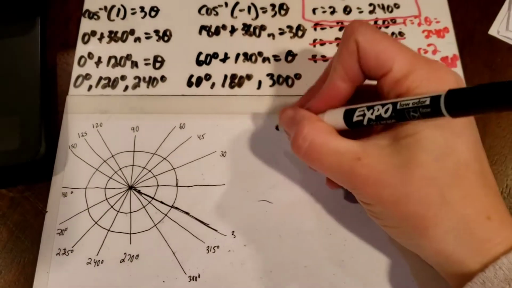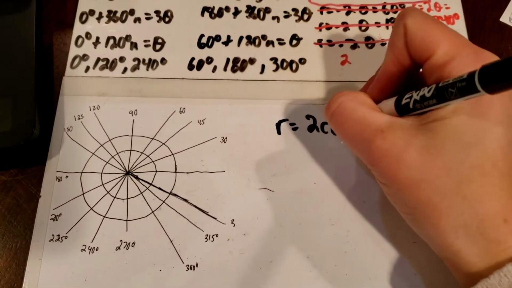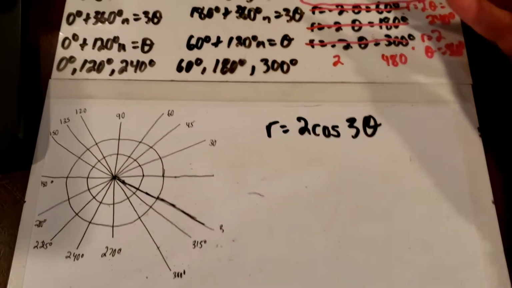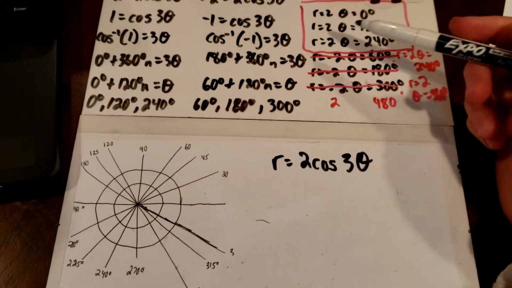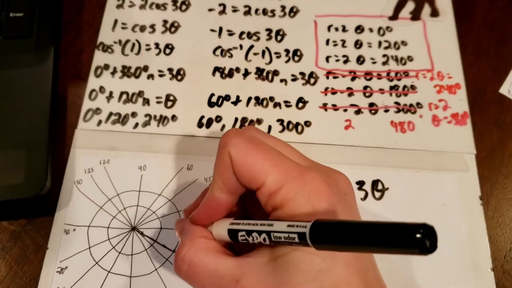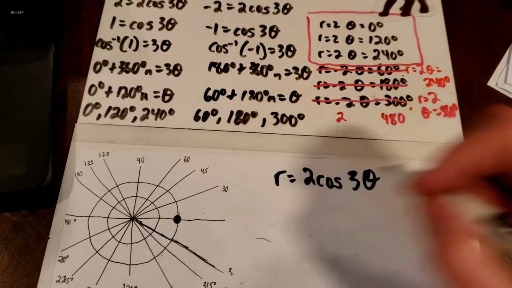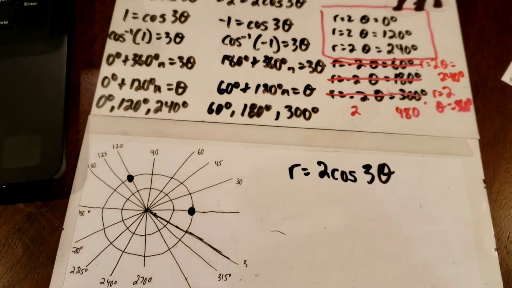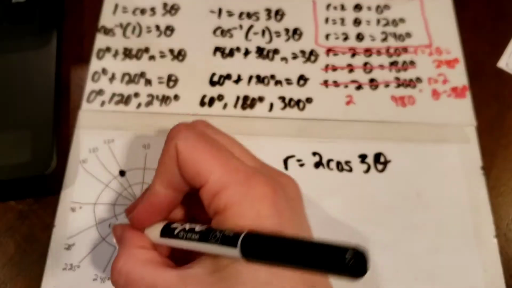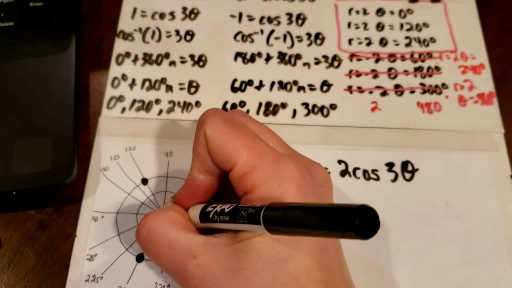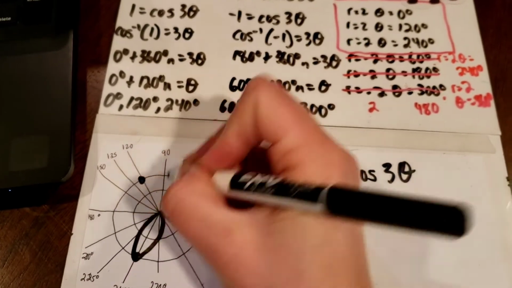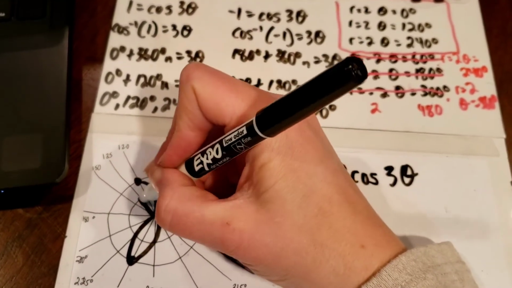Okay, so let's get r equals 2 cosine 3 theta sketched. So we know it's going to be 2 at 0 degrees. Okay, r is 2. We know it's going to be 2 at 120 degrees. Very good. And at 240 degrees. And so now, just make your rows.